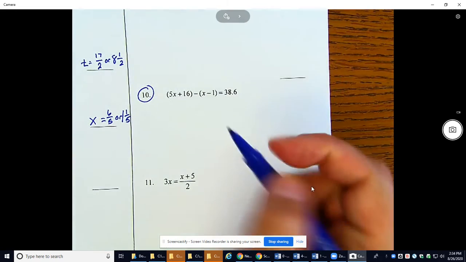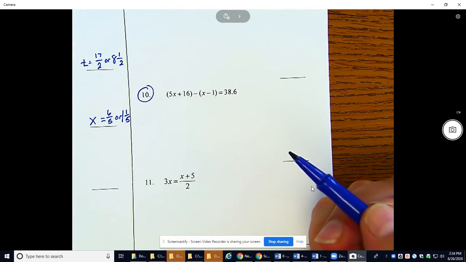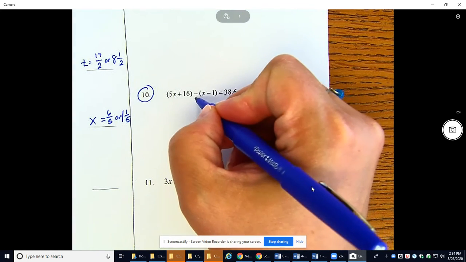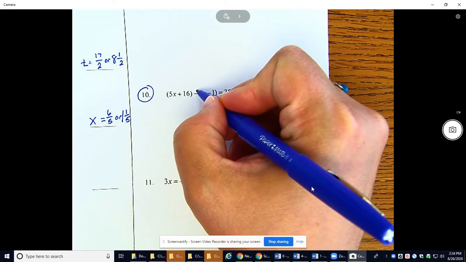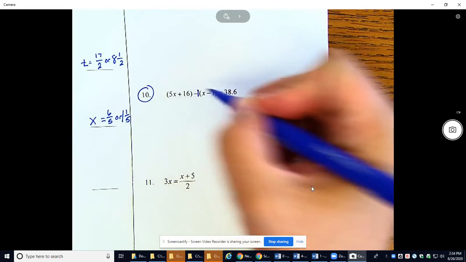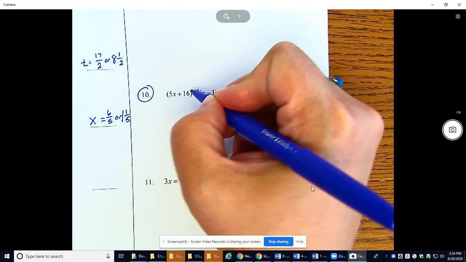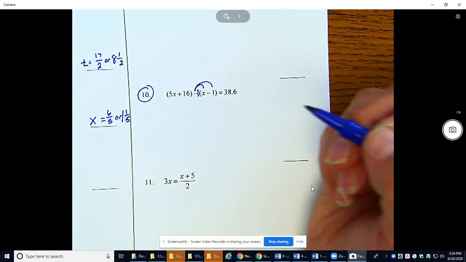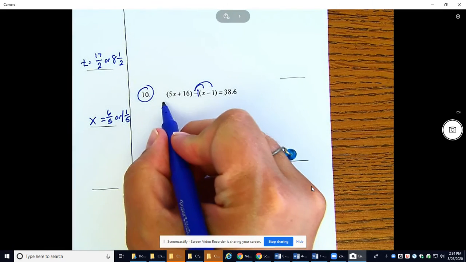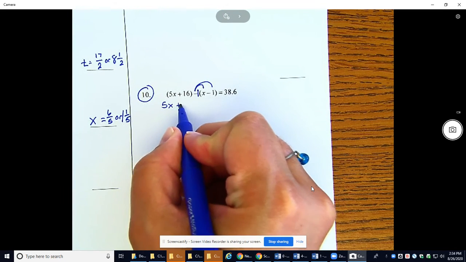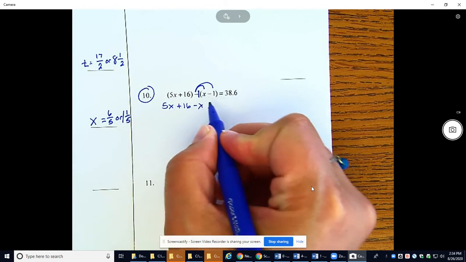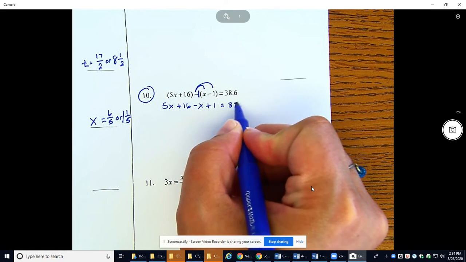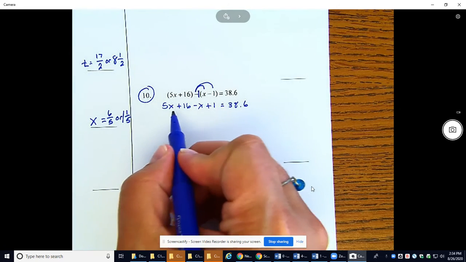And this is very similar. All the x's are on one side of the equation, so clearly we're going to have to combine terms. Before we do that, we've got this negative symbol here. And I like to think of it as sort of distributing that -1 to this parentheses. So -1 times x and -1 times -1. So I'm going to rewrite this equation as 5x plus 16 minus x plus 1, and that's equal to 38.6.